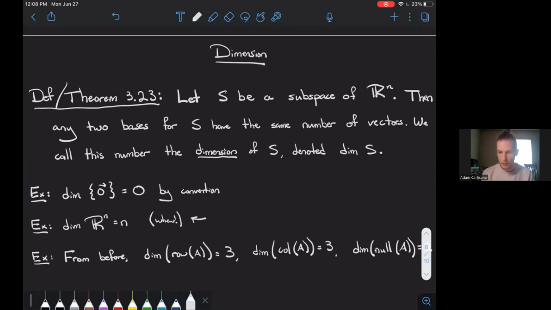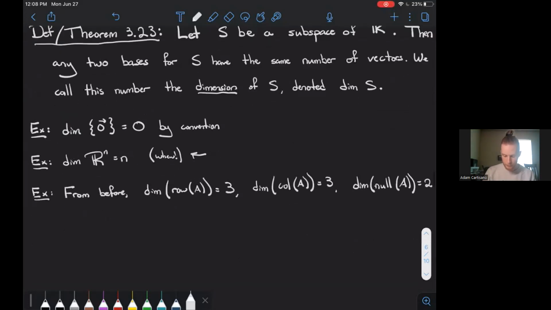Okay, but beyond that, this is the one that we had before. The dimension of Rn is always n. Just do the standard basis. The standard basis for Rn is like (1, 0, 0), (0, 1, 0), (0, 0, 1). That basis always has n vectors in it, and any two bases for Rn will have the same number of vectors. So notice that means that the dimension is just n.